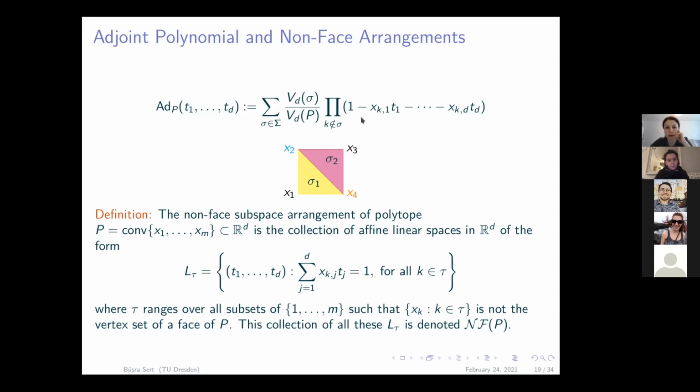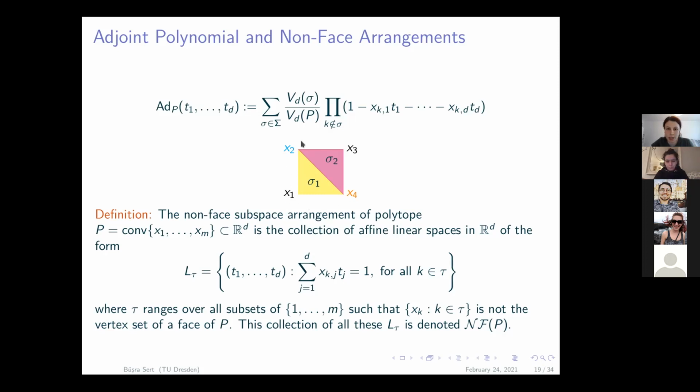In order to obtain another way to write these linear forms, and also in order to see the vanishing set of this polynomial, we define a non-face arrangement. So a non-face arrangement of a polytope is given as follows.